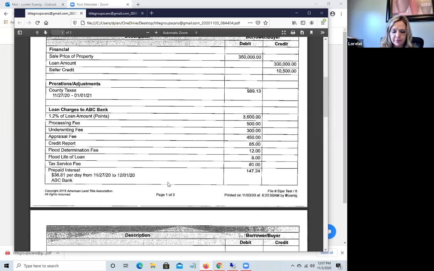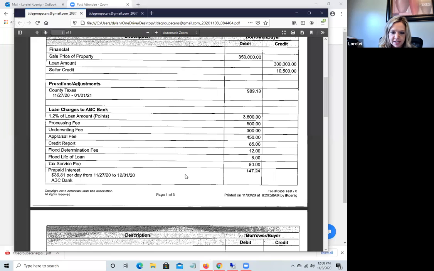And then the buyer is going to have a first payment due on January 1st. So anytime you close in the month of November, your first payment will be due January 1st. If you were to close at the start of December, then it would bump it all the way to the beginning of February. So in this case, they're paying a few days of interest. Their first payment will be due January 1st.